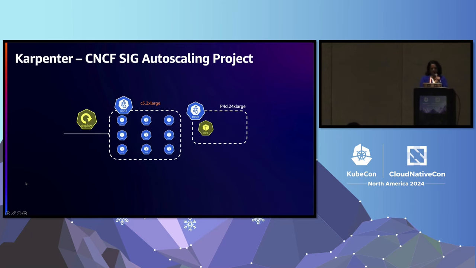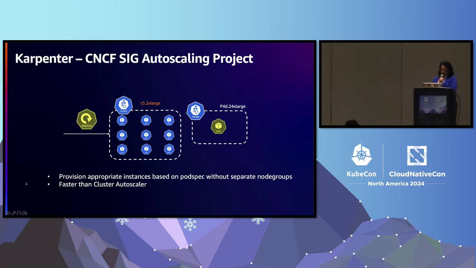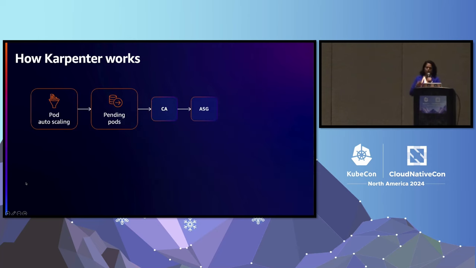You can see now the GPU workload is going to this P4D instance. That's what we mean when we say Karpenter provisions appropriate instances based on your pod spec, without any separate node group requirement. And of course, it is faster than Cluster Autoscaler, and I will let you know how. If you see here, it works similarly. When Cluster Autoscaler sees the pending pods, it associates itself with the ASG to scale the nodes, and that's how it works.